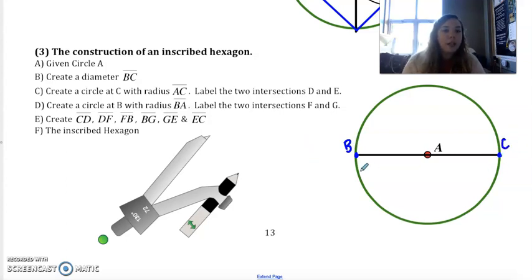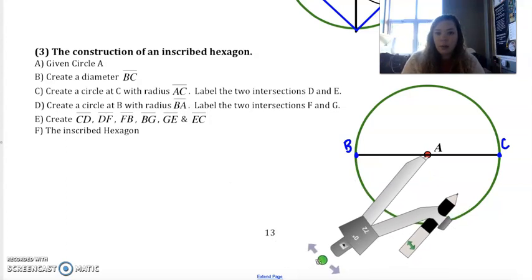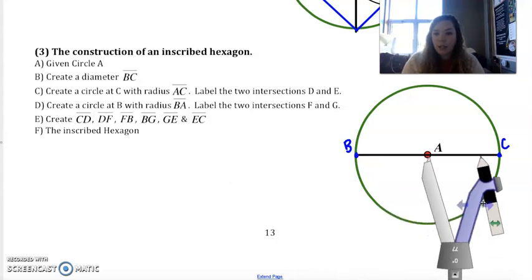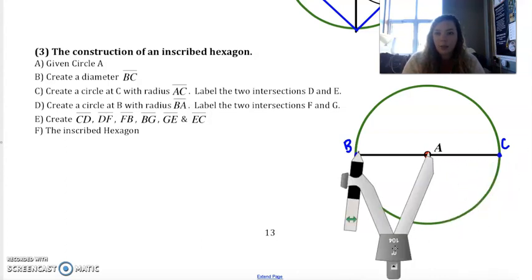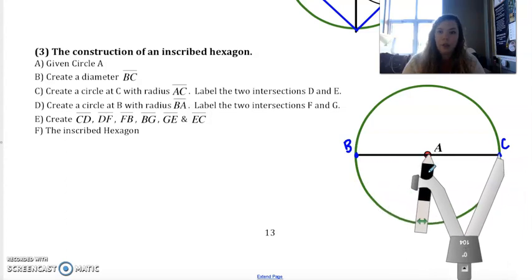Create a circle at C with a radius AC. Similar to how we started the equilateral triangle. So I'm going to make this line up to AC and make a circle at C. Okay, and then label the two intersections D and E. So far this is exactly how we made that equilateral triangle. For our equilateral triangle, we just connected those three, B, D, and E.